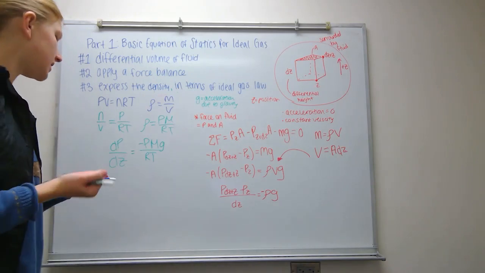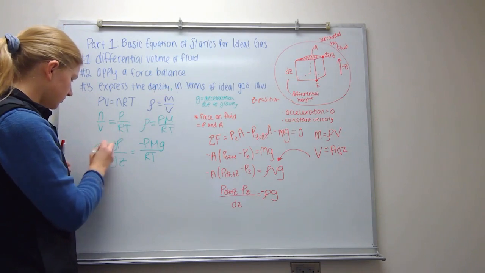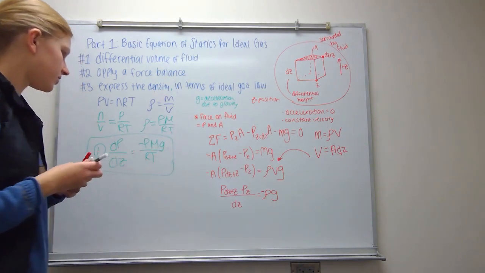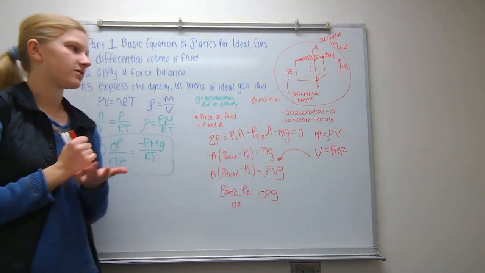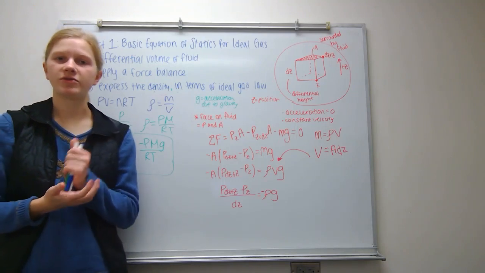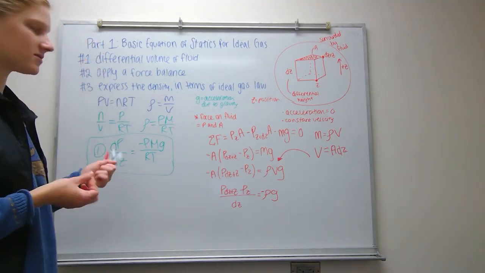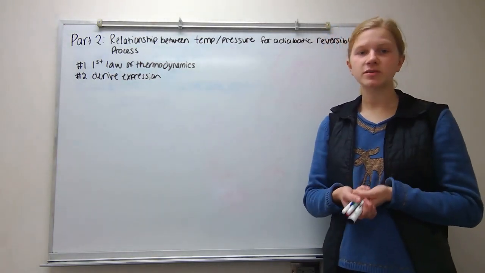And now that we have this, this is our first equation that we'll have for our equation of statics that we're going to use in this video, and the next equation we're going to derive from the first law of thermodynamics for an adiabatic reversible process. That's the first step. Okay, so now we're going to move on to part two.